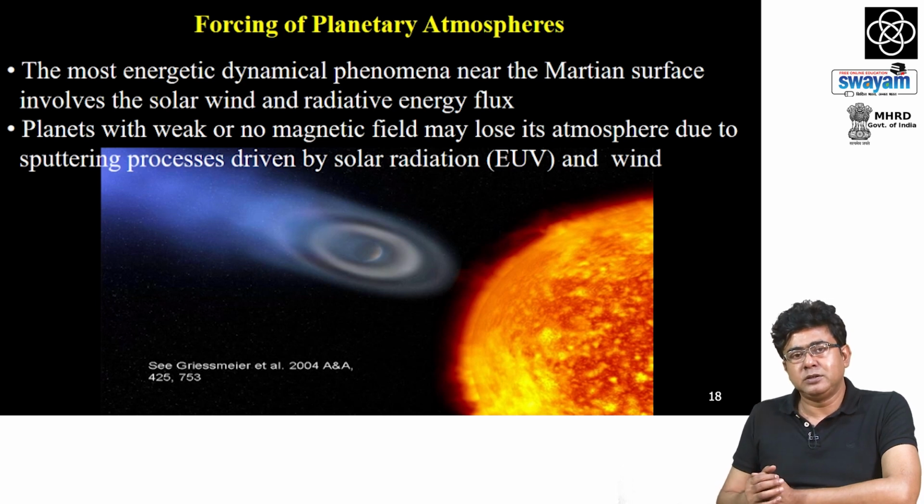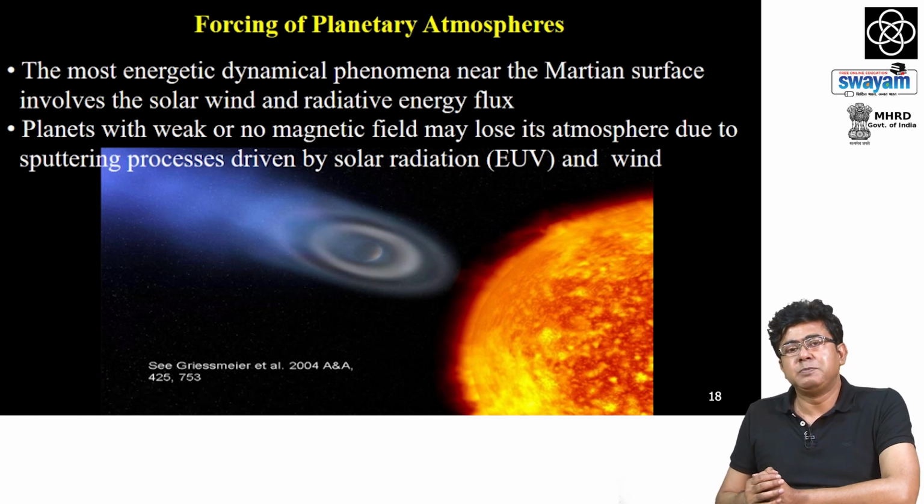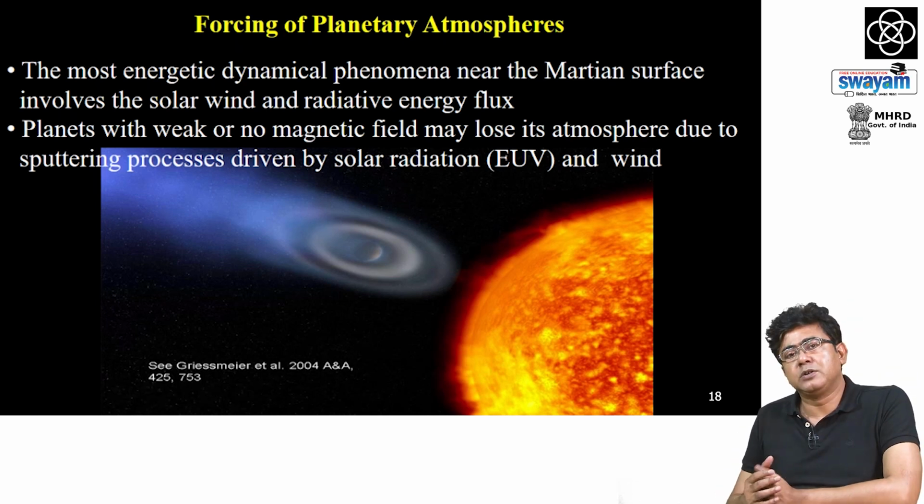Another very important thing that we also appreciate now is that the solar wind as well as the radiation of the sun play a role in the erosion of the atmosphere of planets. The way this happens is by the energization of the particles, the constituents, the atoms in the atmosphere of planets, and their erosion by interactions with the solar wind.